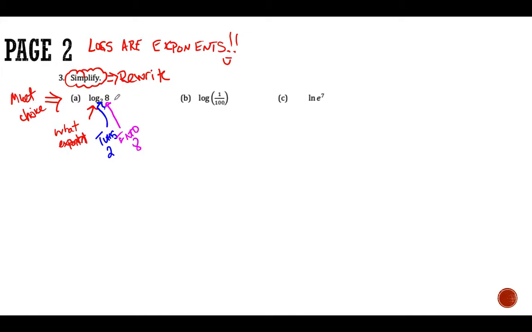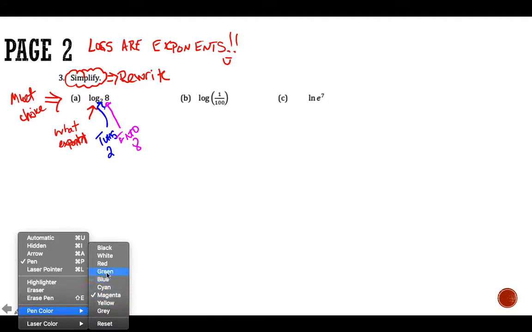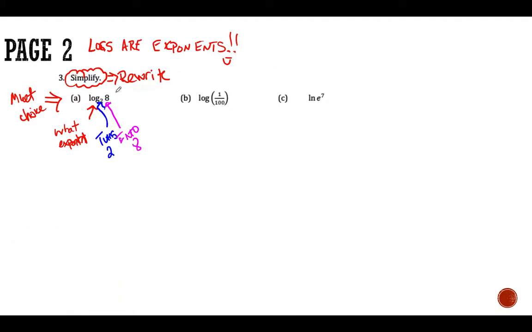So in other words, you want to think of this as log base 2 of 8 is saying what exponent turns 2 into 8. 2 to the what is 8. 2 cubed is 8, right?